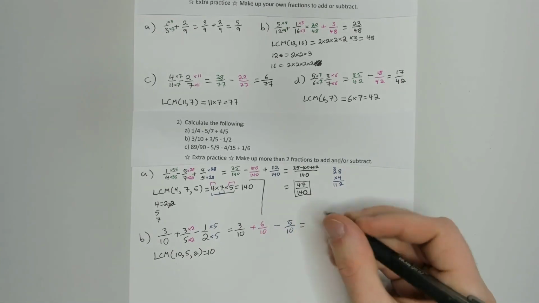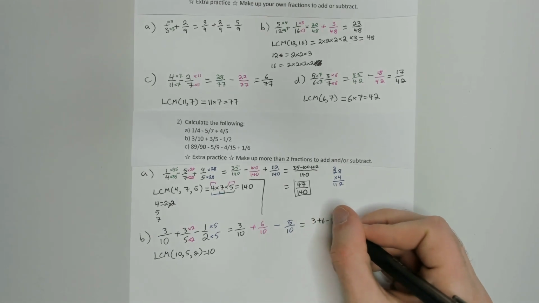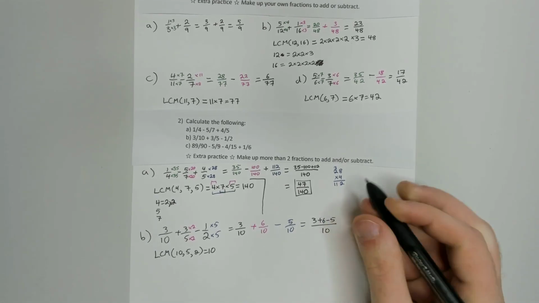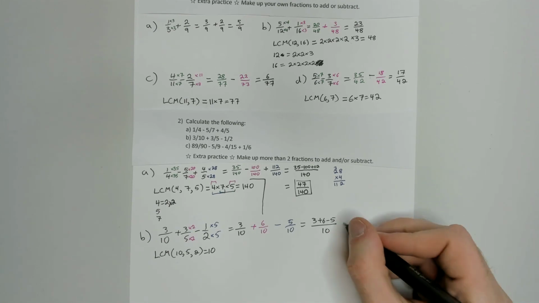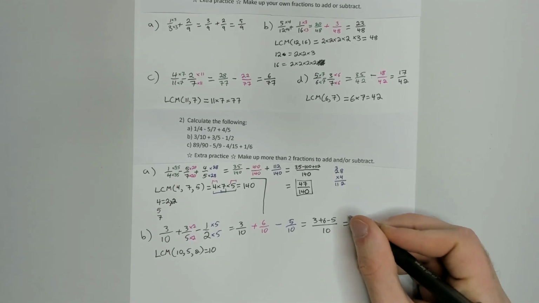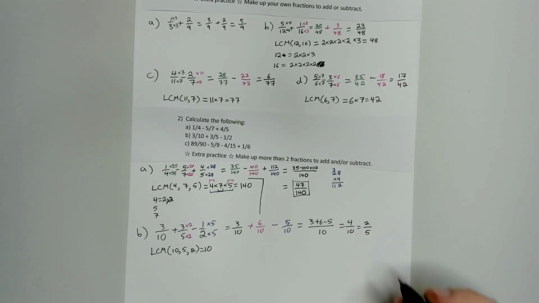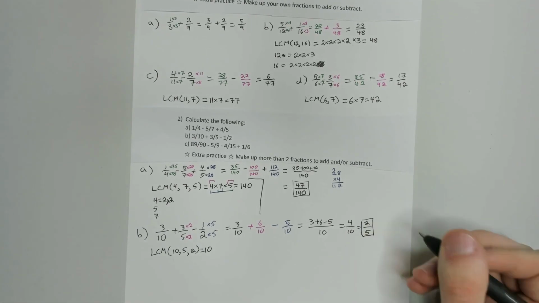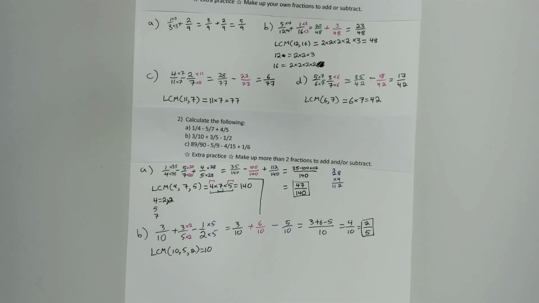So then we can put them into one fraction, so we have 3 plus 6 minus 5 over 10. 3 plus 6 is 9, minus 5 is 4, so we get 4/10 or 2/5, because that can be simplified, right? Both 4 and 10 are divisible by 2. So 2/5 will be our answer to B.